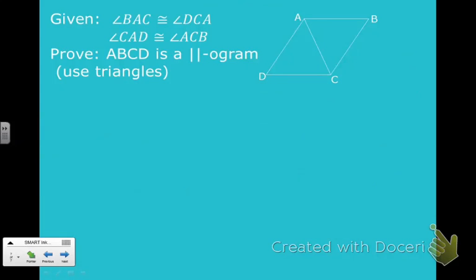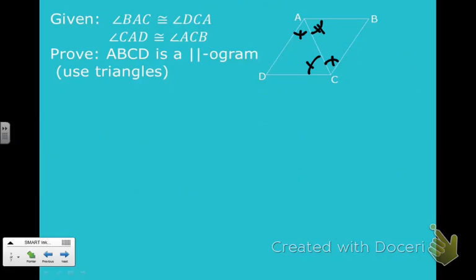The proof is going to be a little bit longer. I'm hoping you understand that all the information is the same. Given is the same, prove is the same, except for use triangles now. Diagram is the same. So here's the game plan. The game plan is that we're still going to use the same parts of the triangle, so it's the same parts of the angles.